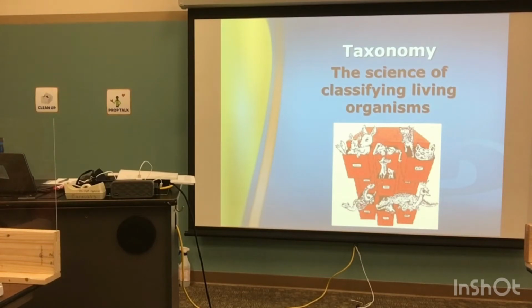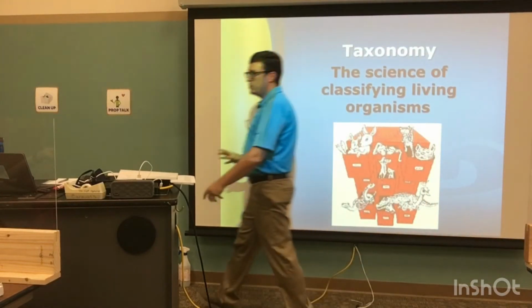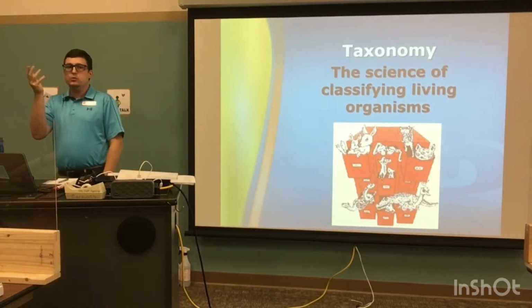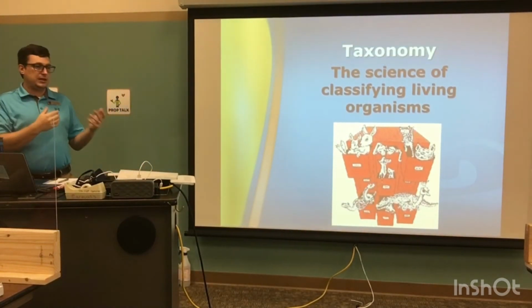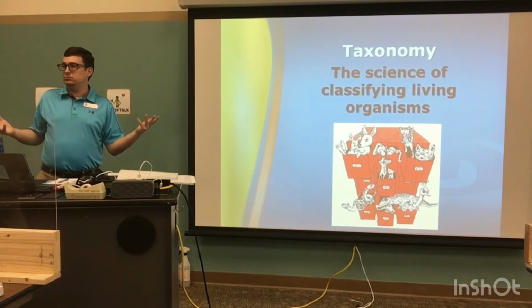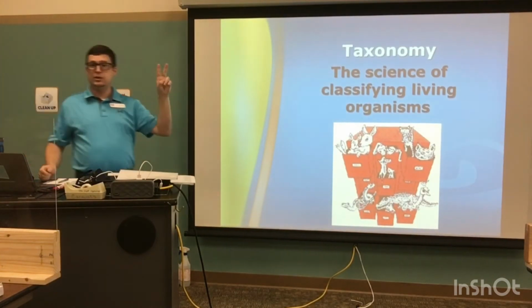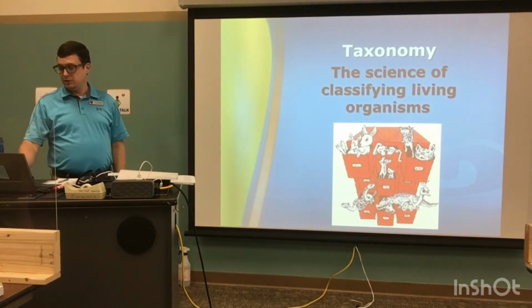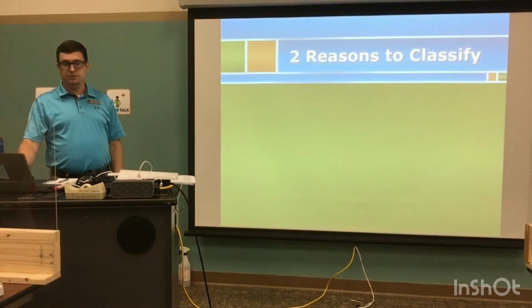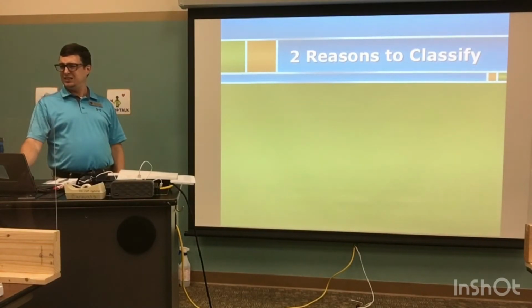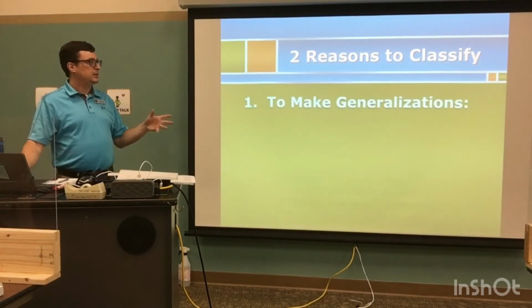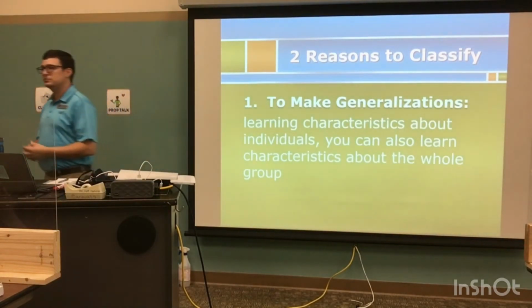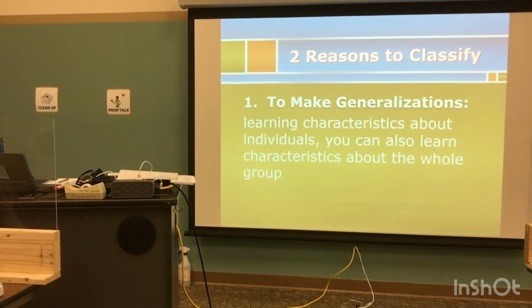All right. So in taxonomy, we're classifying living things, aren't we? So what we're going to do here next is we're going to discover why. Why do we need to classify? How does that help us? Why should I care? There are two reasons we classify in life science. The first one is to make generalizations. All right, so write this down, then I'll explain what it means. To make generalizations.